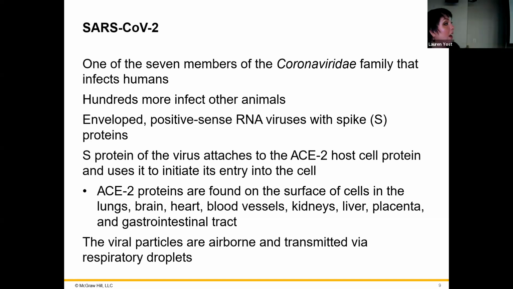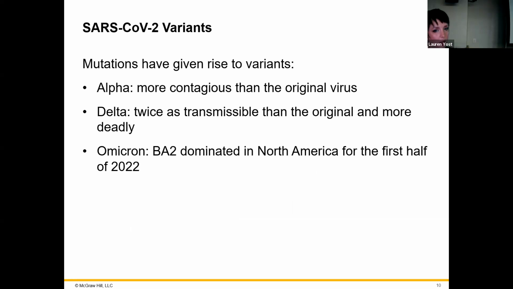Yeah, and it is airborne, it is transmitted via droplets in the air, but it does basically disseminate and cause widespread symptoms throughout the body. Different mutations have led to different variants of the virus. We had Alpha, Delta, and Omicron that deviated from the original virus, and each version was considered to be more contagious and worse of a disease than the previous one.